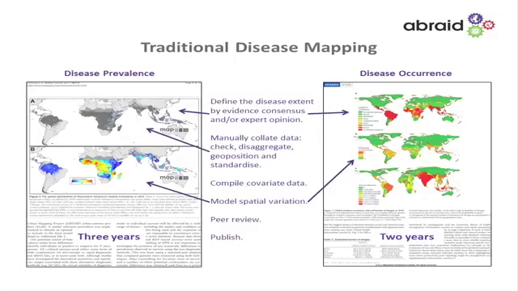So here we have two examples. On the left is a prevalence map for Plasmodium falciparum malaria, and on the right is a probability of occurrence map, the one in the middle there, for dengue. And what I'm going to talk about today is mainly the ones on the right.